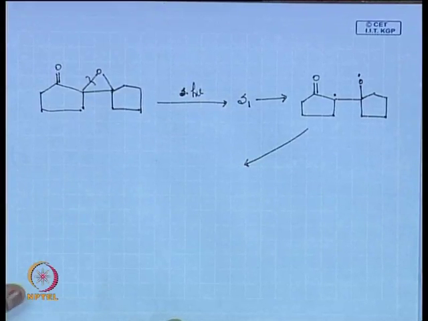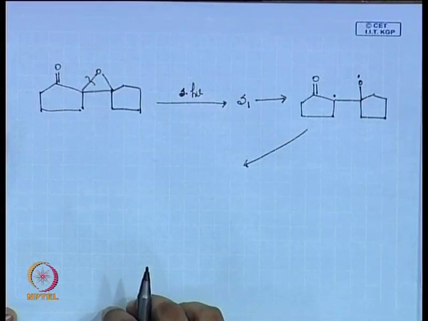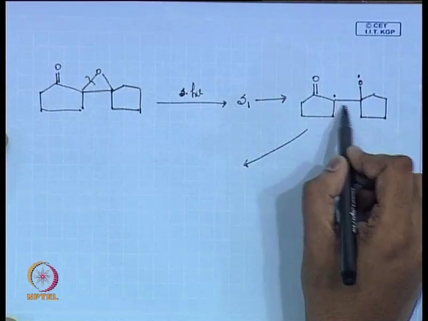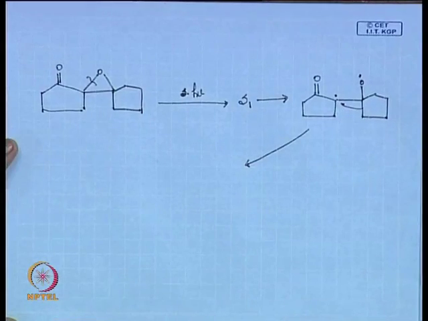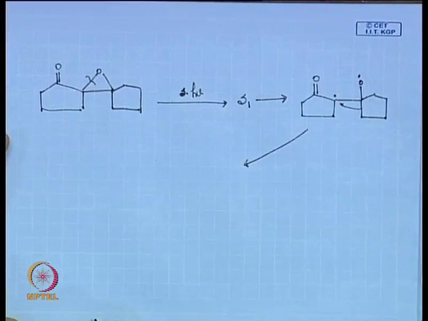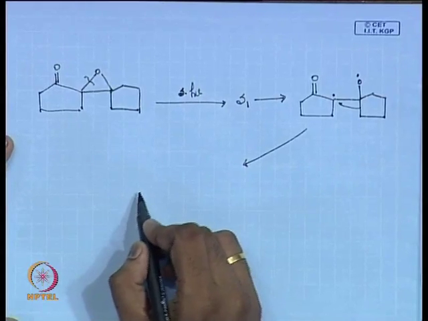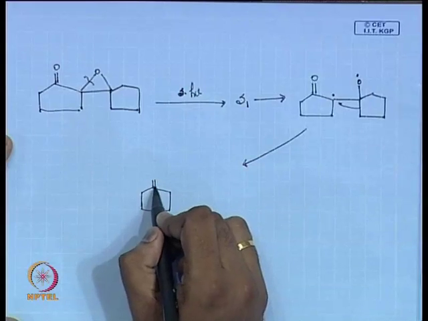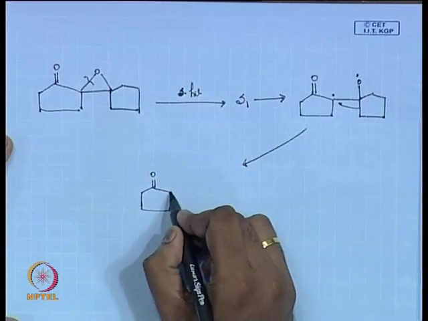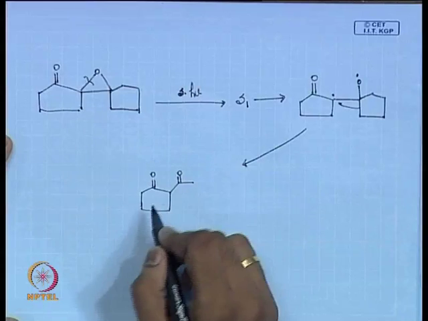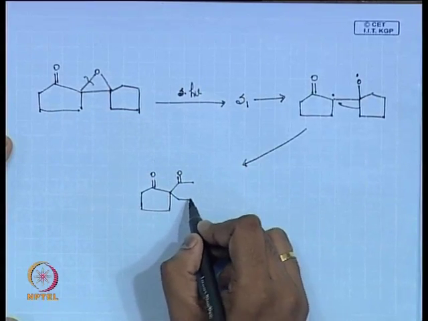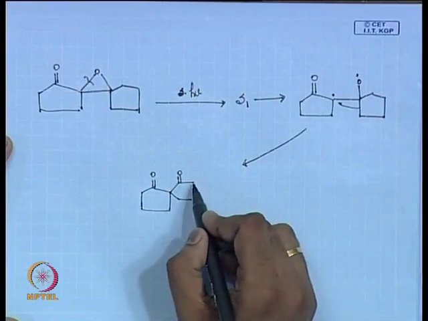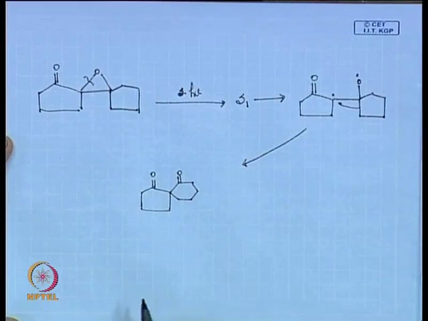Now, write the product. Yeah, you get a, I can move this bond to the radical, this can happen. 6 member, above 6 member, right.